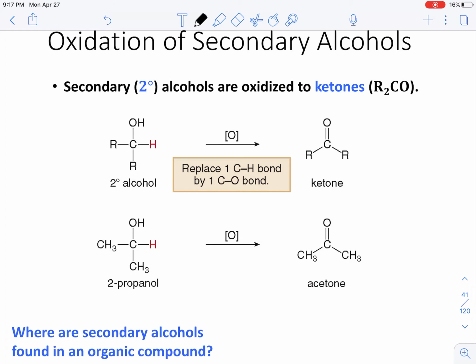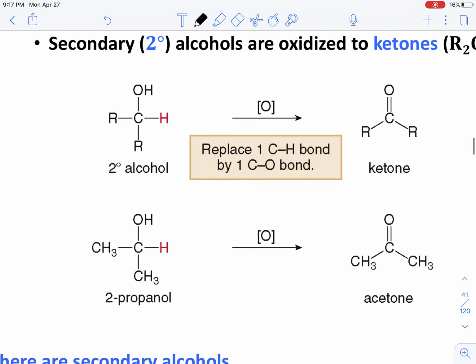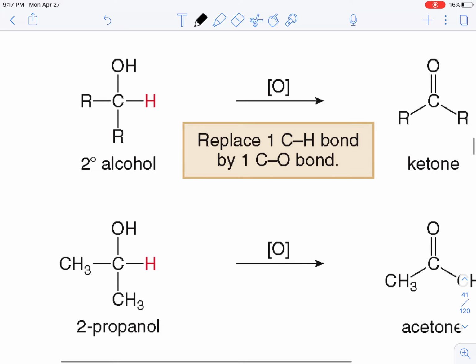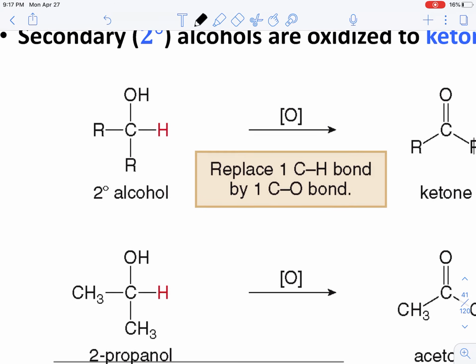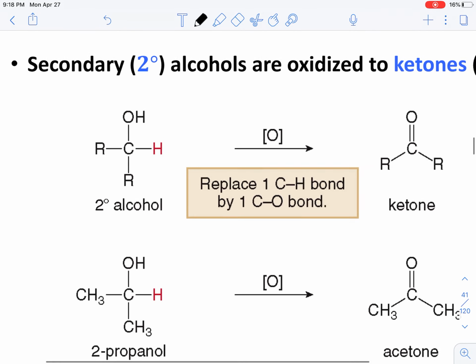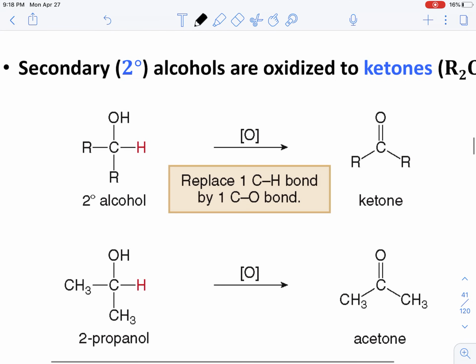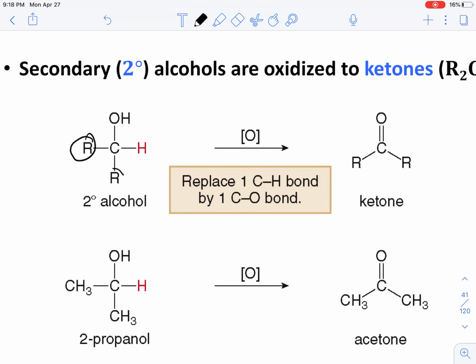And so let's go ahead and talk about oxidation of secondary alcohols. Now, in organic chemistry, we love putting R's wherever we can. This R group just represents any carbon chain. It can be any carbon chain that you guys can think of, just attach it there, and that's going to be part of that organic compound.